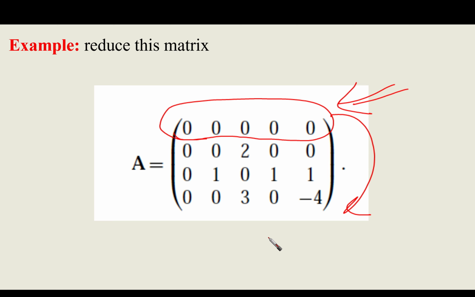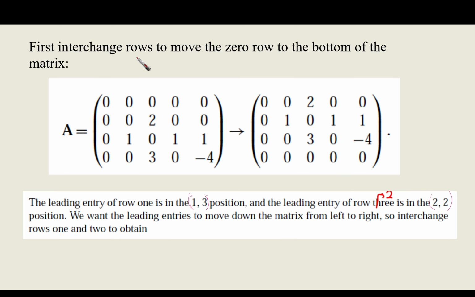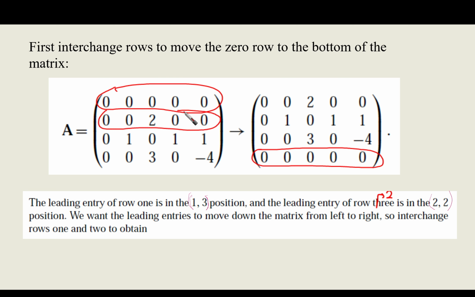Now let's see what we're going to do. First, interchange rows to move the 0 row to the bottom of the matrix. So this row is going to be moved down by interchanging it. And this row, for example, we put here instead, so it comes here: 0, 0, 2, 0, 0. This means that we shifted the zero row down, and shifted all of the others up.